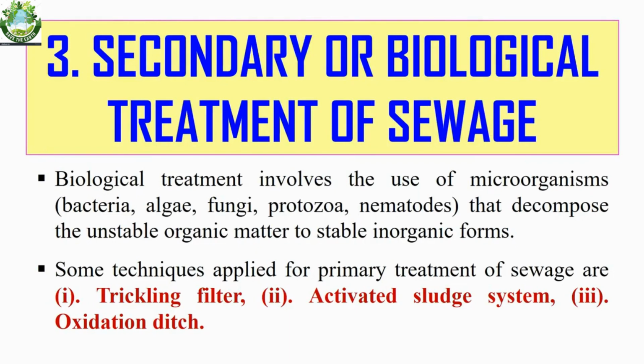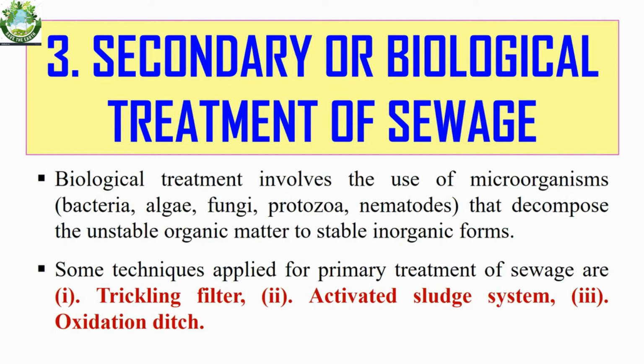Next is the secondary treatment of sewage. This is also known as the biological treatment because here we use living organisms or microorganisms for the treatment of sewage wastewater. It is required for the removal of dissolved and very fine colloidal organic matter. The microorganisms used here are bacteria, algae, fungi, protozoa, nematodes, etc. These microorganisms decompose and use the waste present in the sewage wastewater for their metabolism, ultimately degrading the waste. Some techniques used for this secondary treatment are the trickling filter, activated sludge system and oxidation ditch.